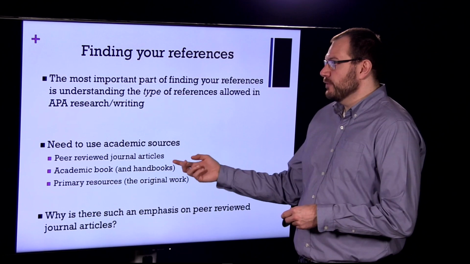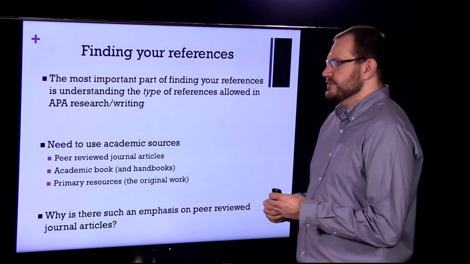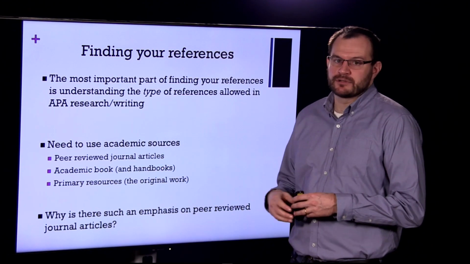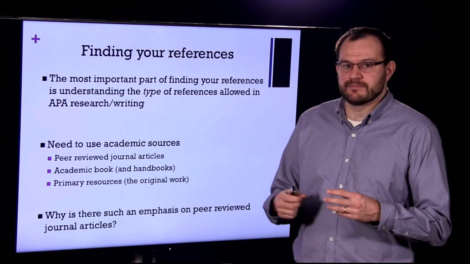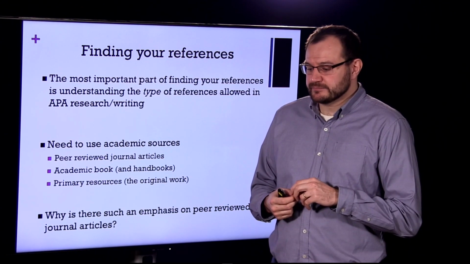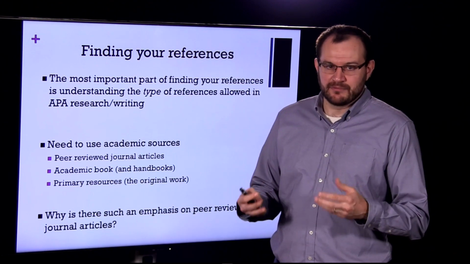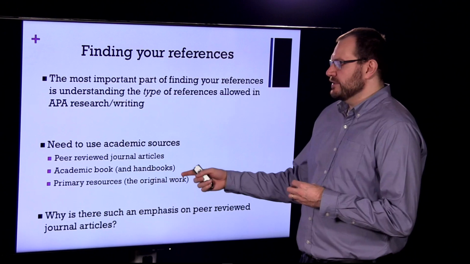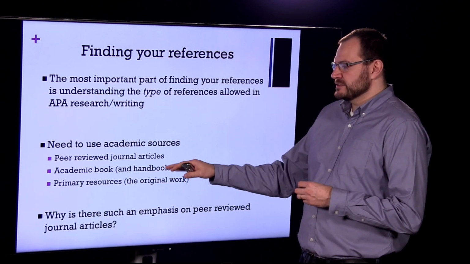So what we're looking for in this class, and for a lot of other classes in college, are peer-reviewed journal articles. Those are usually research studies that are submitted to what's called a journal, and that journal is published on a regular basis with research studies in it. I'm going to walk through that process here in a second. But peer-reviewed journal articles, you can also use an academic book and handbooks of some sort. That's a little bit harder to tease out sometimes.